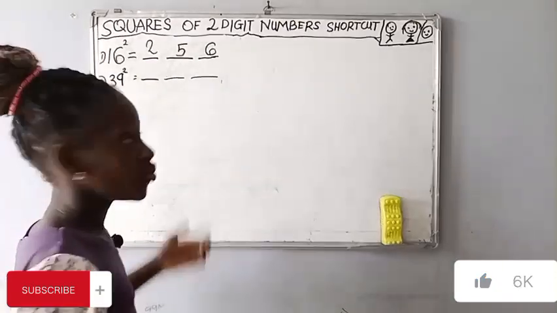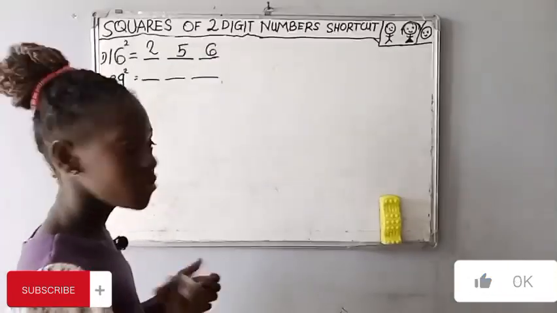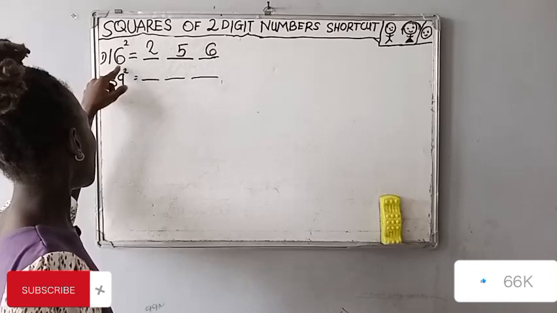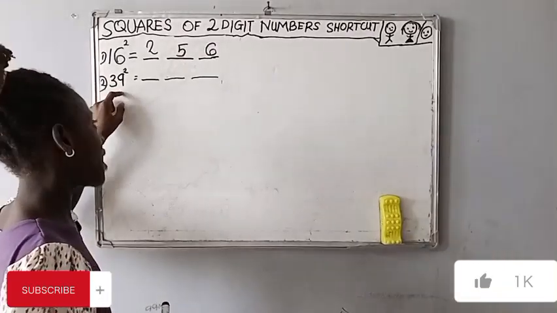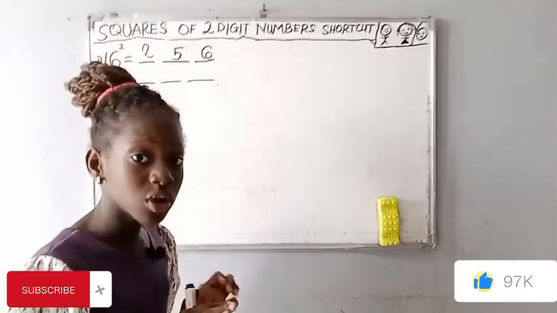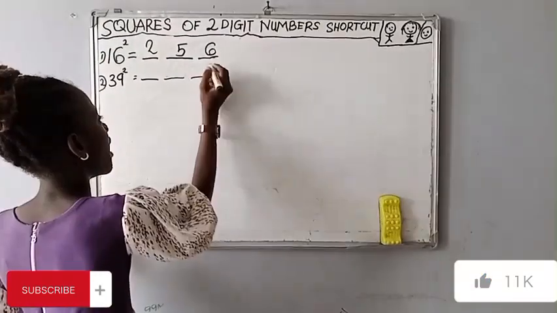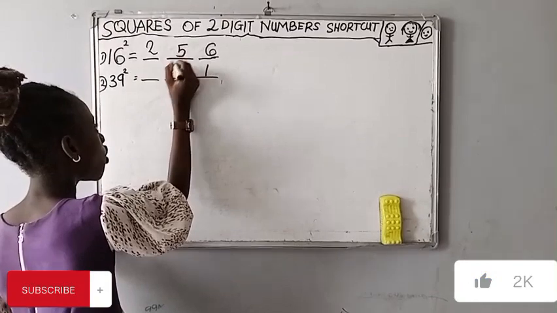Now, what did we say in this first example? We said we had to find the square of the last digit of the original number. Now in number 2, it is 9. So 9 squared is what? 81. We write 1 and carry 8 over.